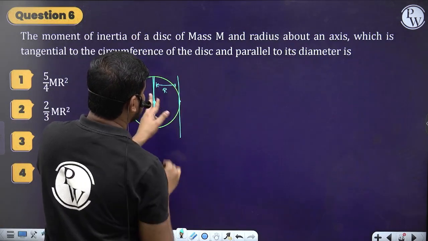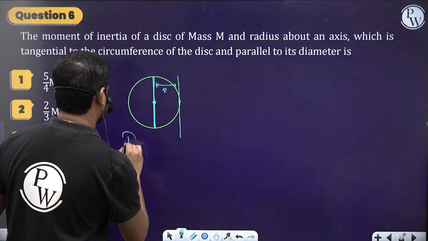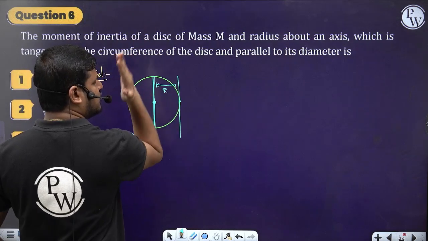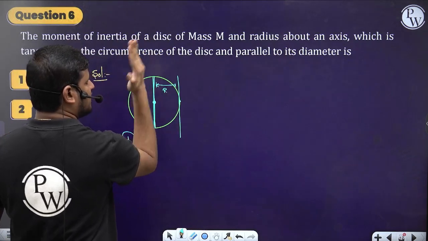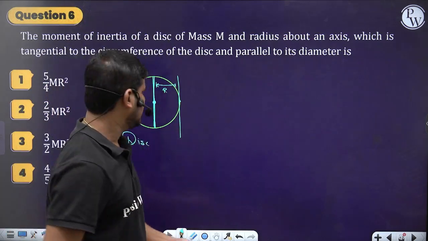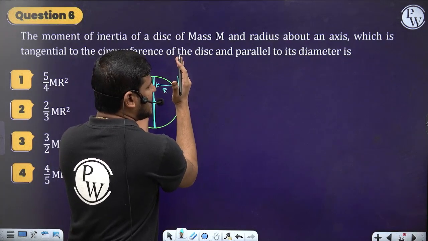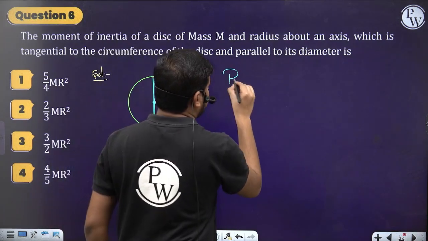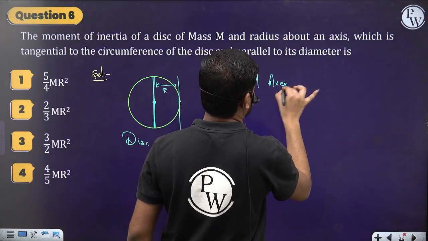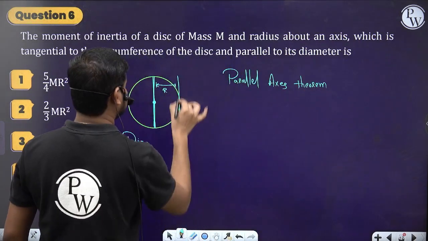Can I apply the parallel axis theorem here? About this axis for the disk I know. This is a disk, yes or no? About this axis, meaning the diametrical axis, what is the diametrical axis moment of inertia for the disk? mr square by 4, right? Now I need the axis parallel to the diametrical axis at a distance r, right? So I can apply the parallel axis theorem. So the moment of inertia about, let's say this axis is xx dash.